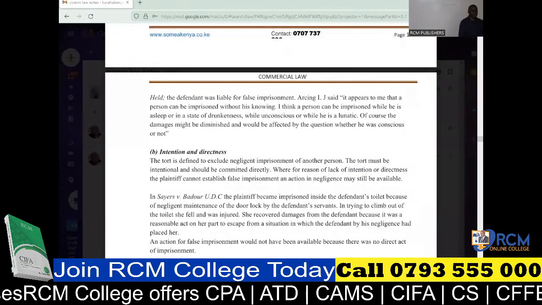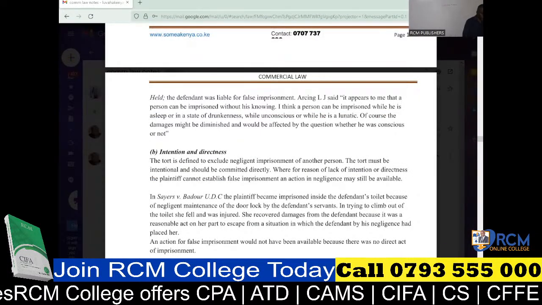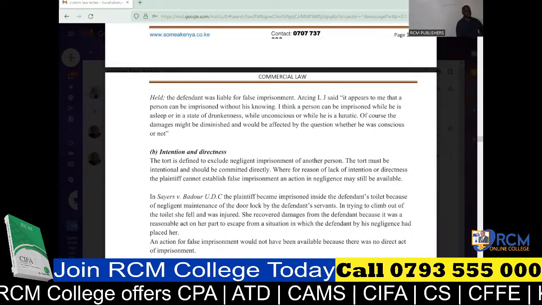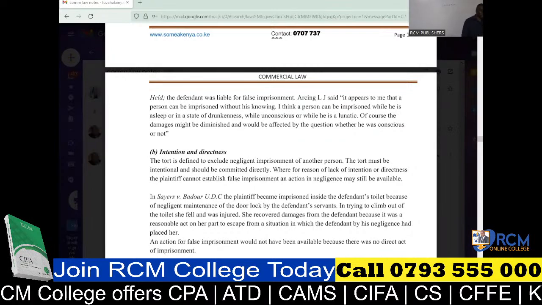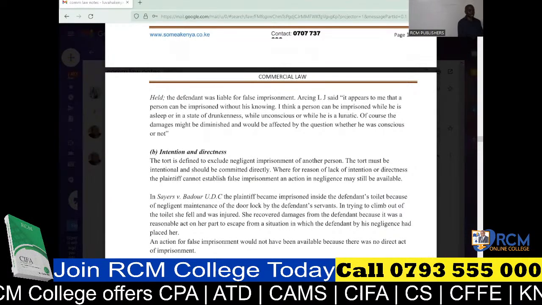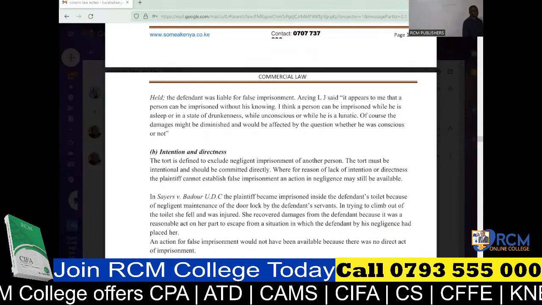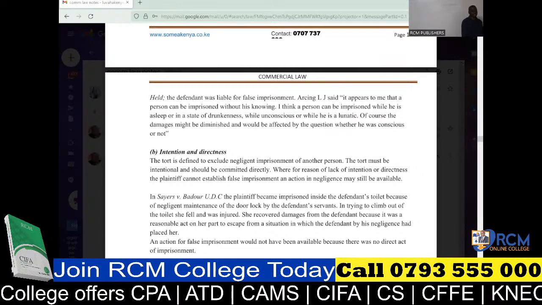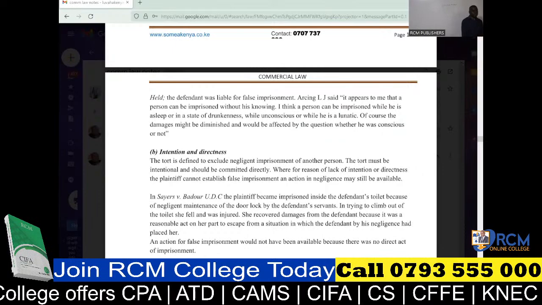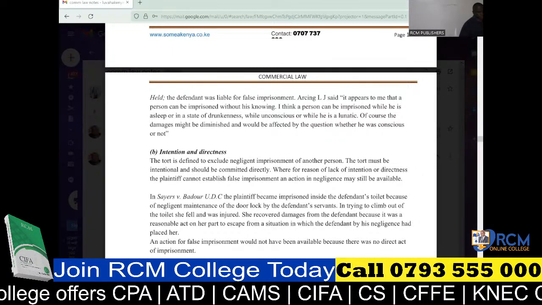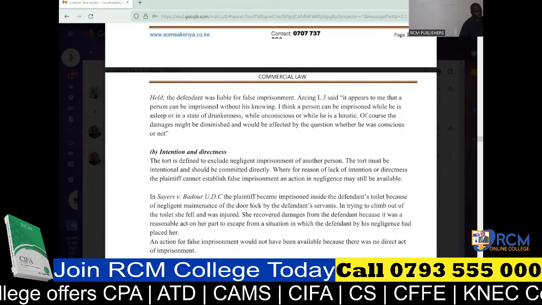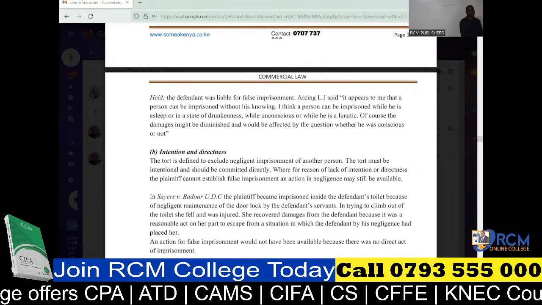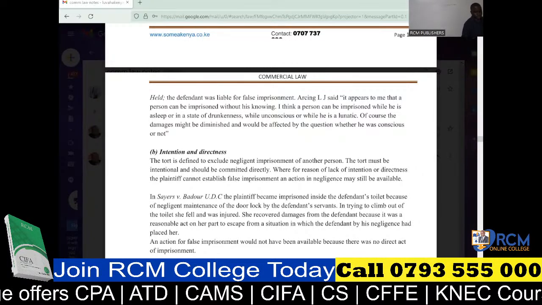It was held that the defendant was liable for false imprisonment. It appears to me that particular judge said, it appears to me that a person can be imprisoned without his knowing. I think a person can be imprisoned while he is asleep or in a state of drunkenness, while unconscious, or while he is actually lunatic. Of course, the damages might be diminished and would be affected by the question whether he was conscious or not. So it simply means that the knowledge of the plaintiff sometimes might not actually be necessary.